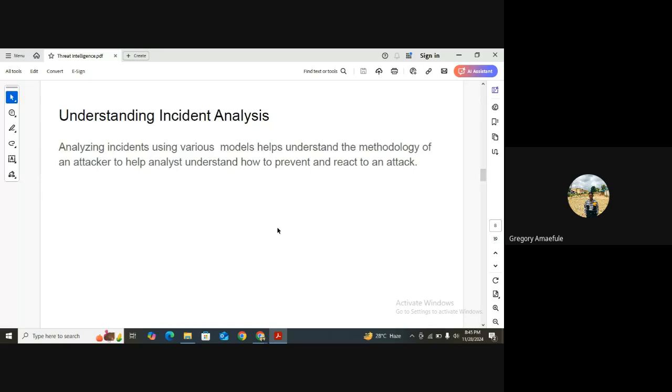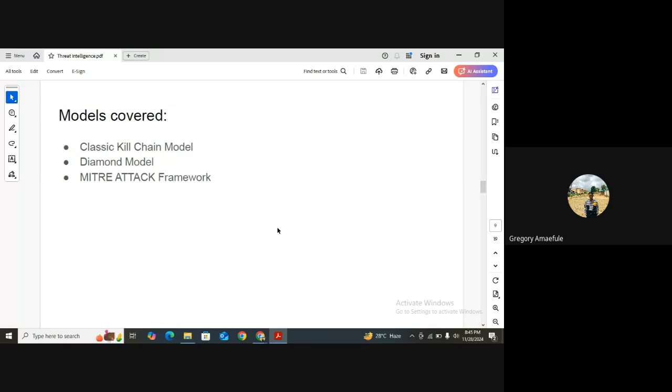So generally, there are 3 models we are going to cover. These 3 models help us with threat analysis. I hope you remember what threat analysis is. You have the classic kill chain model, you have the diamond model, and you have the MITRE ATT&CK framework.